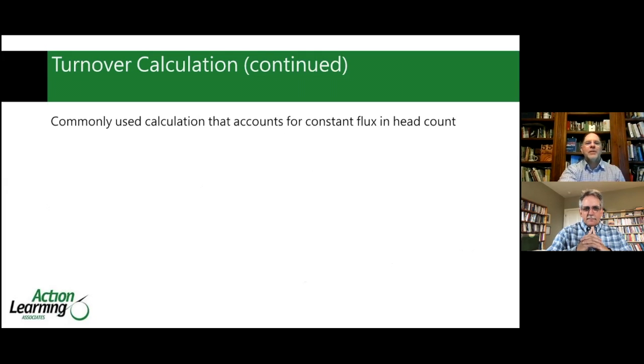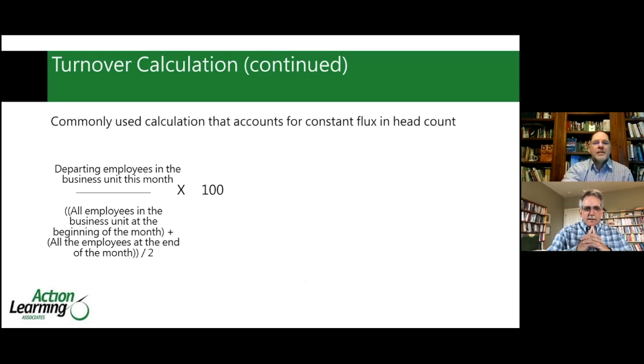Now, that's the reality, but what's commonly used for a calculation for turnover is what we're seeing right here. And that is the departing number of employees in the business unit in a given month. And then here's the complexity of the formula. It's actually pretty simple, but it's all employees in the business unit at the beginning of the month, plus all employees of the business unit at the end of the month, divided by 2. So we're just taking the average of beginning and end of the month employees.